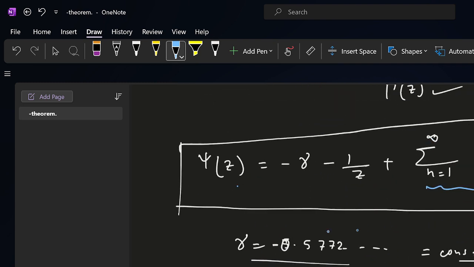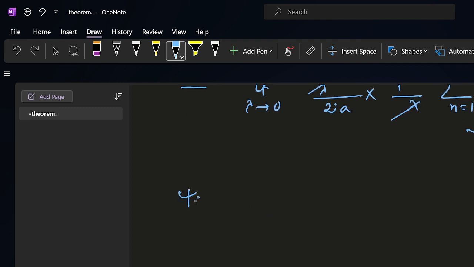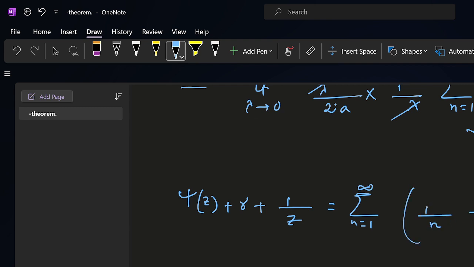So you have been left with this term, that we have to know the value using the digamma function. Now let us go back to the digamma functional form. This was the form, right? So if you have to just take out this part, this blue line part underlined, then the whole thing comes to the left hand side. So it becomes psi z plus gamma plus 1 by z equal to the summation n equal to 1 to infinity of 1 by n minus 1 by n plus z.